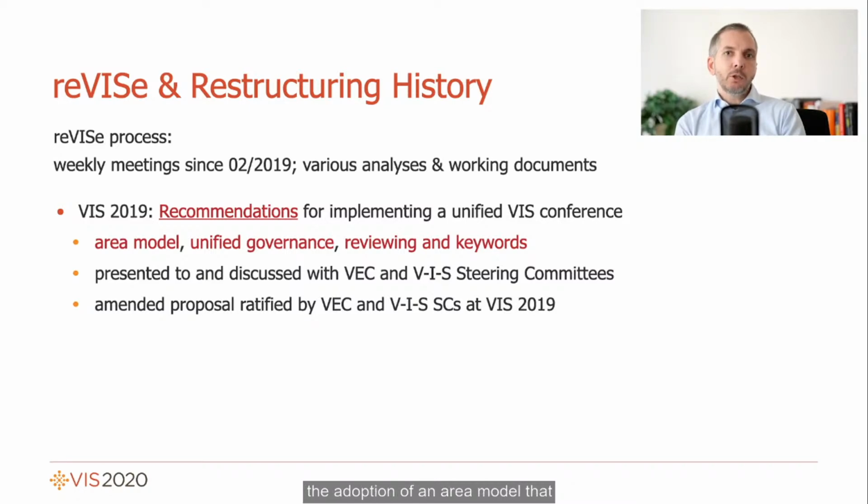Our initial activity concluded with a set of recommendations for implementing a unified VIS conference. The major points of our proposal were the adoption of an area model that encompasses the topical breadth of IEEE VIS while allowing flexibility and guided evolution. Transition towards a unified governance structure with a single VIS steering committee besides the VIS Executive Committee. Changing to a unified reviewing process, drawing on a unified program committee to ensure that the conference can grow with respect to topics and submission numbers.